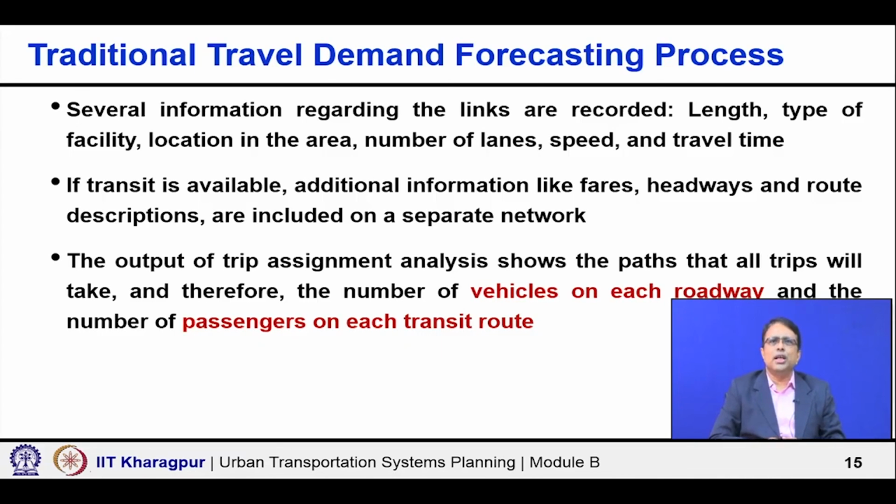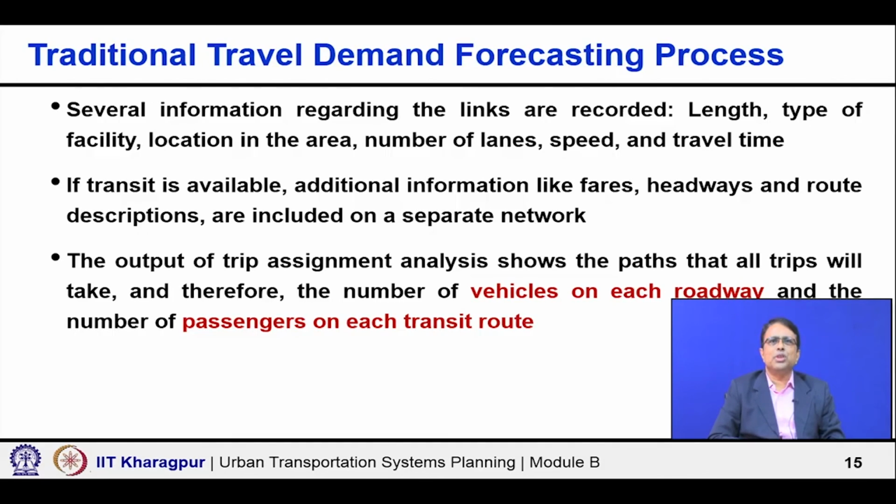Several pieces of information regarding the link are recorded. For example, the type of the facility, the location of the area, length, what the speed or the travel time is, all such things. If transit is available, then what the fare is, what path it takes, how much time it will take, all this will govern the choice decision about the route or the path.